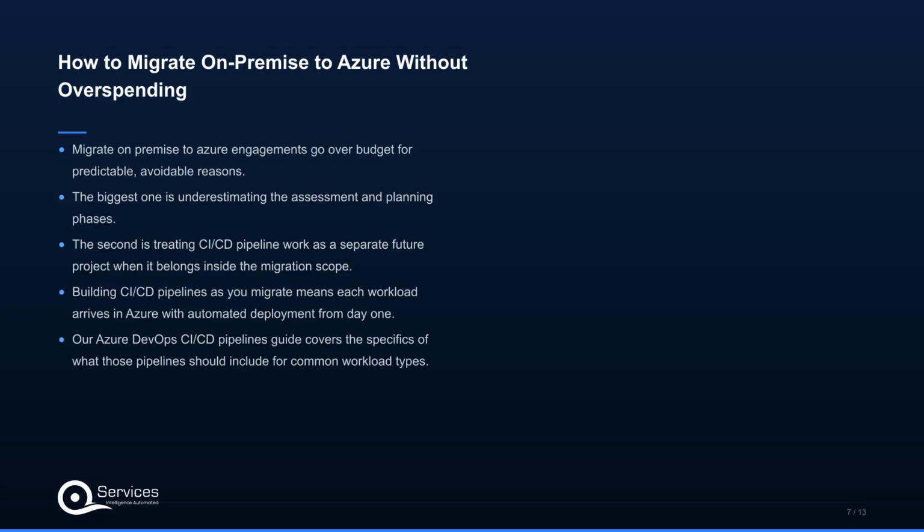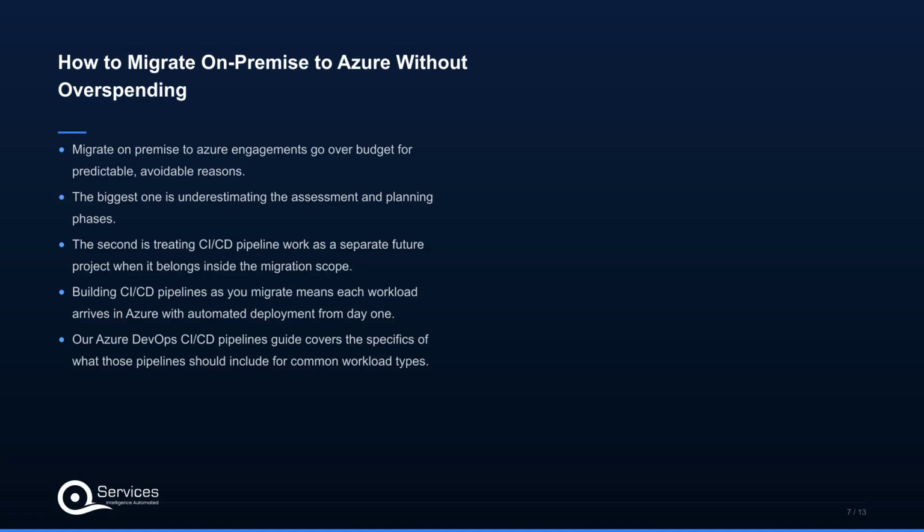Now, how to migrate on-premise to Azure without overspending. Migrate on-premise to Azure engagements go over budget for predictable, avoidable reasons. The biggest one is underestimating the assessment and planning phases. The second is treating CI/CD pipeline work as a separate future project when it belongs inside the migration scope.